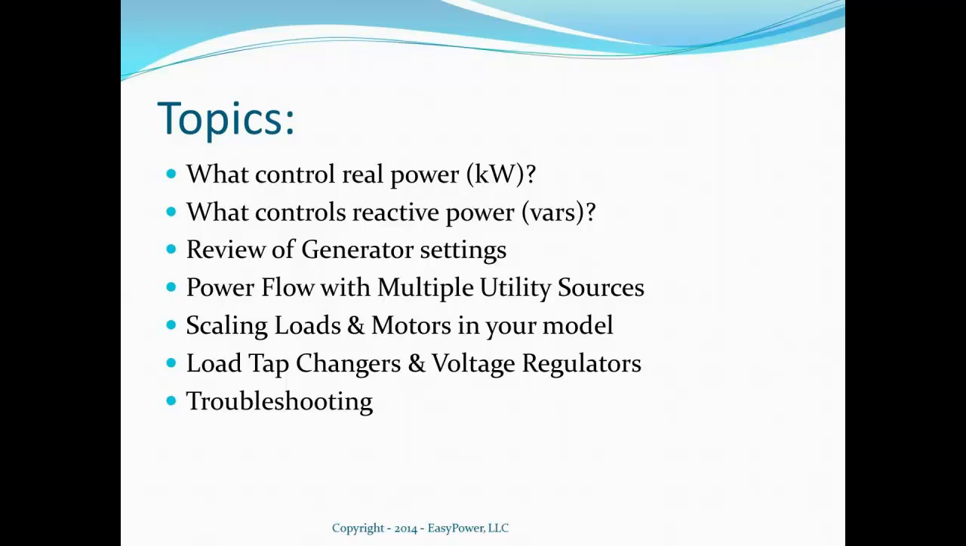Last time we talked a little bit about the generator settings related to power flow. We're going to review that and talk about that in a little more detail and take a look at some examples. We'll also look at having generators and utility in parallel, and what your typical settings might be for that power flow in that situation. And then we'll look at what happens if I have multiple utility sources tied into my system, and how that can lead to some surprising results sometimes.